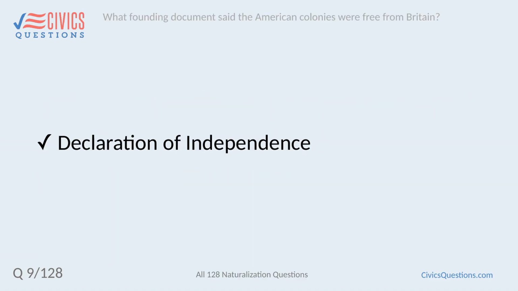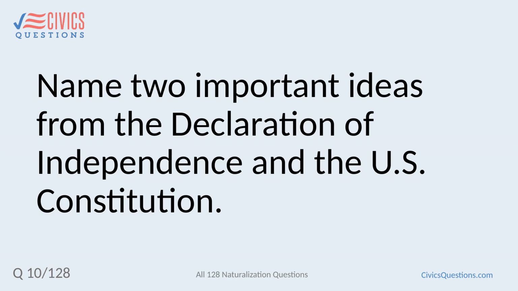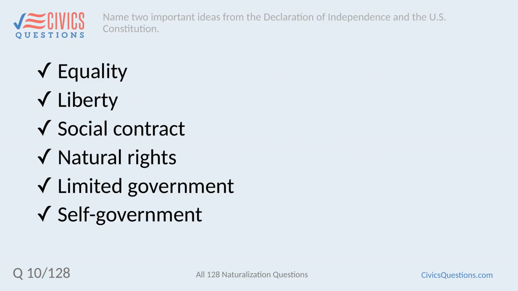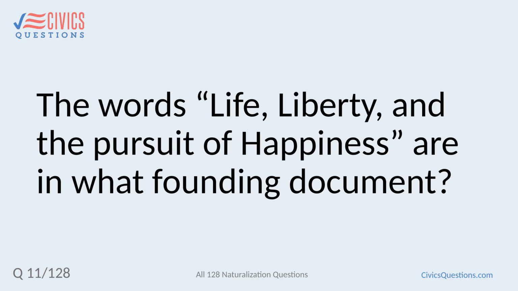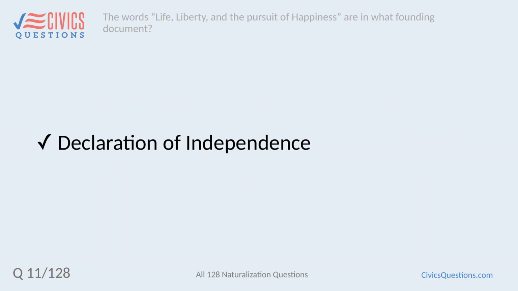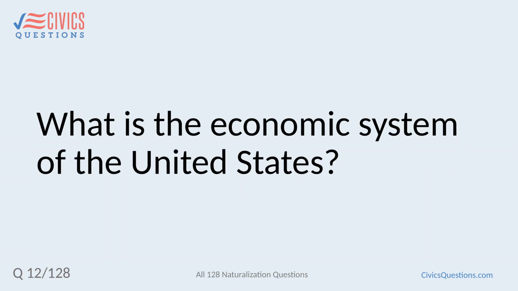Declaration of Independence. Name two important ideas from the Declaration of Independence and the U.S. Constitution. Equality, liberty, social contract, natural rights, limited government, self-government. The words life, liberty, and the pursuit of happiness are in what founding document? Declaration of Independence. What is the economic system of the United States?